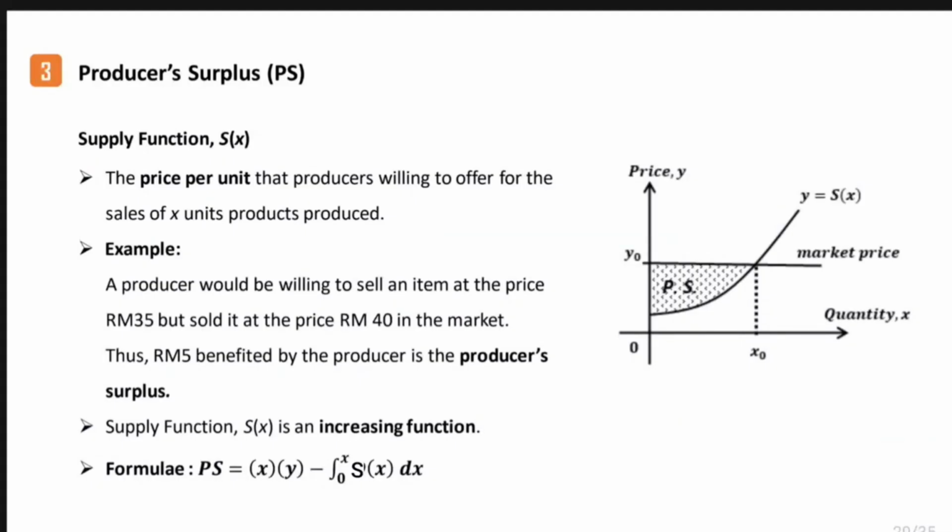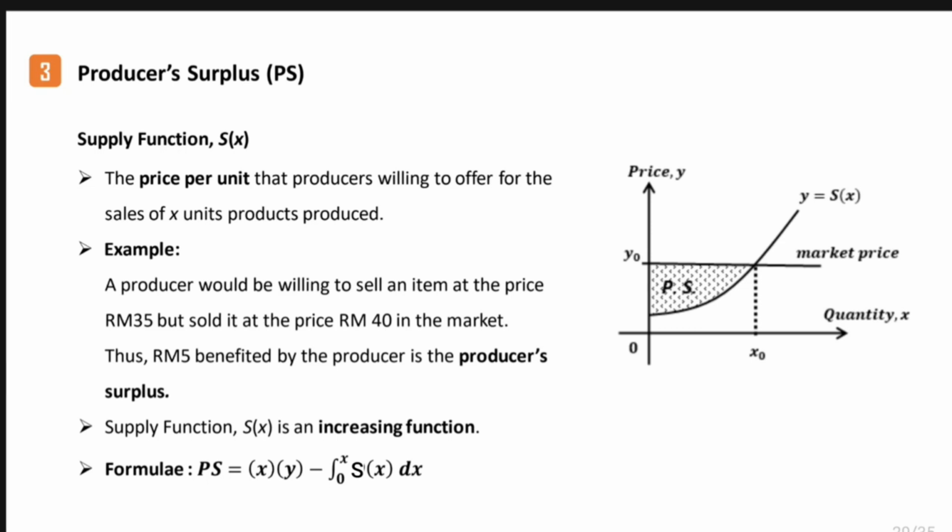Next, we continue with producer surplus, PS, or in other words, lebihan pengeluar. For producer surplus, we use the supply function S(x), the price per unit that producers are willing to offer for the sales of x units of products produced. Example, a producer will be willing to sell an item at the price RM35 but sold it at the price RM50 in the market. Thus, RM5 benefit by the producer is the producer's surplus. And the supply function is an increasing function.